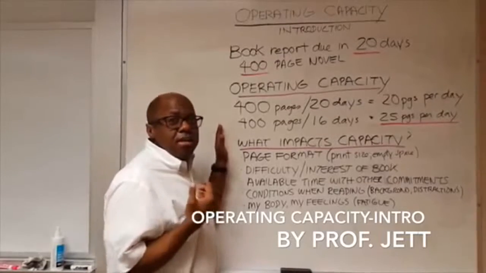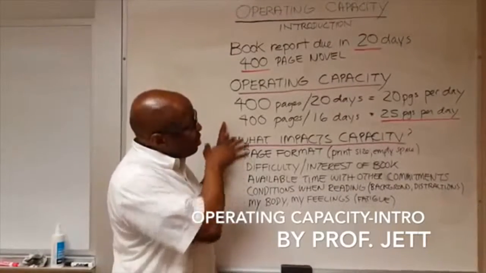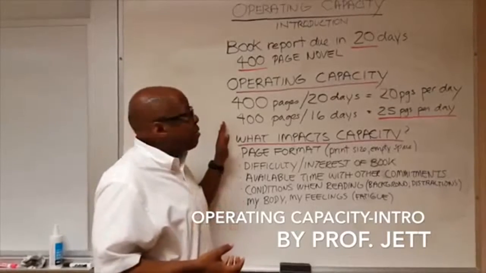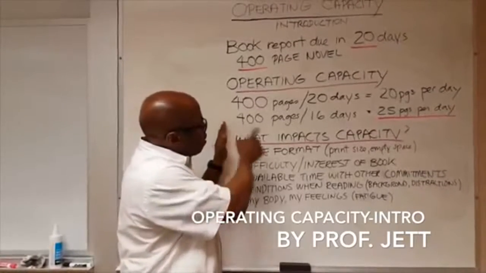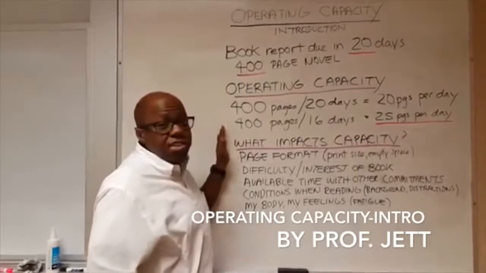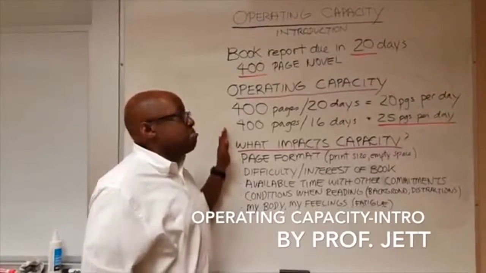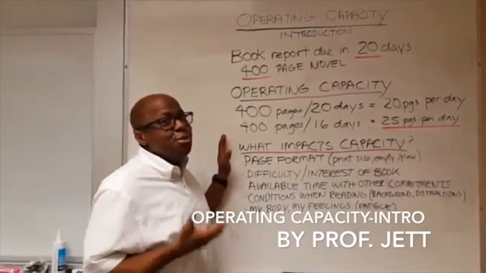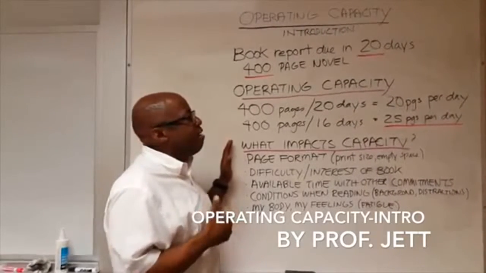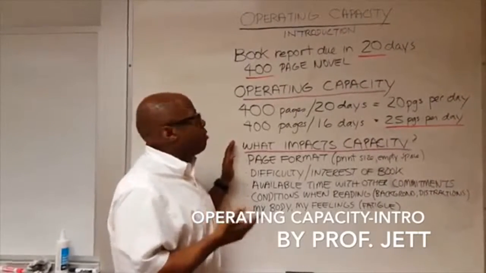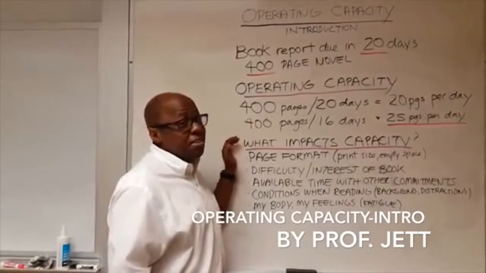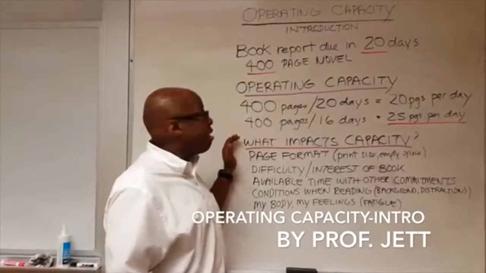But then I also need to write the report. So I'm going to take maybe 4 days for that, because reports sometimes take time to write. So what if it's 400 pages done in 16 days? Well, that means I would need a higher level of capacity demonstrated. I would need to have 25 pages per day on average in order to do this report. Otherwise, I probably should try and find a shorter novel.